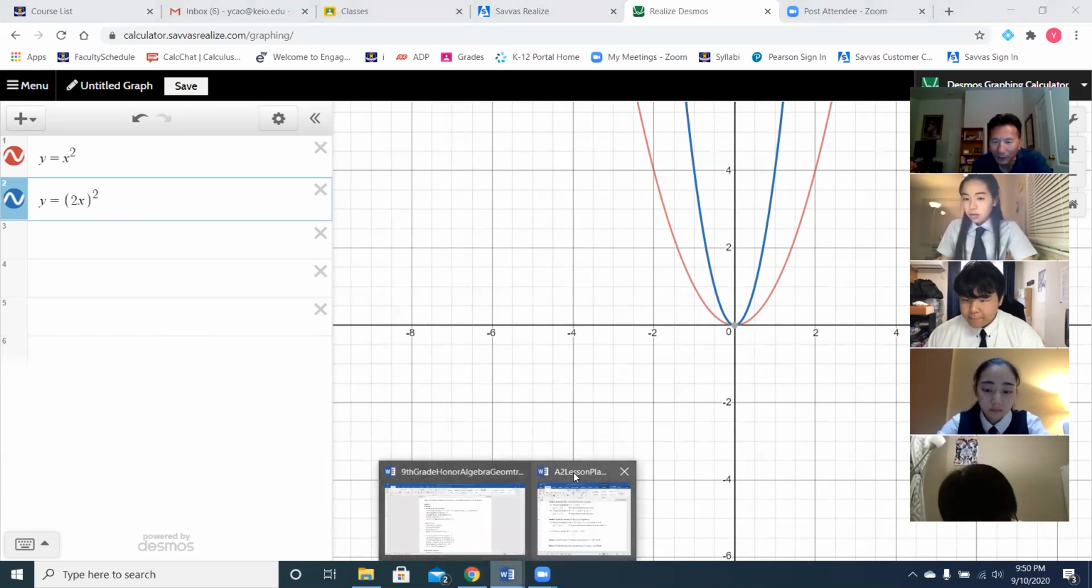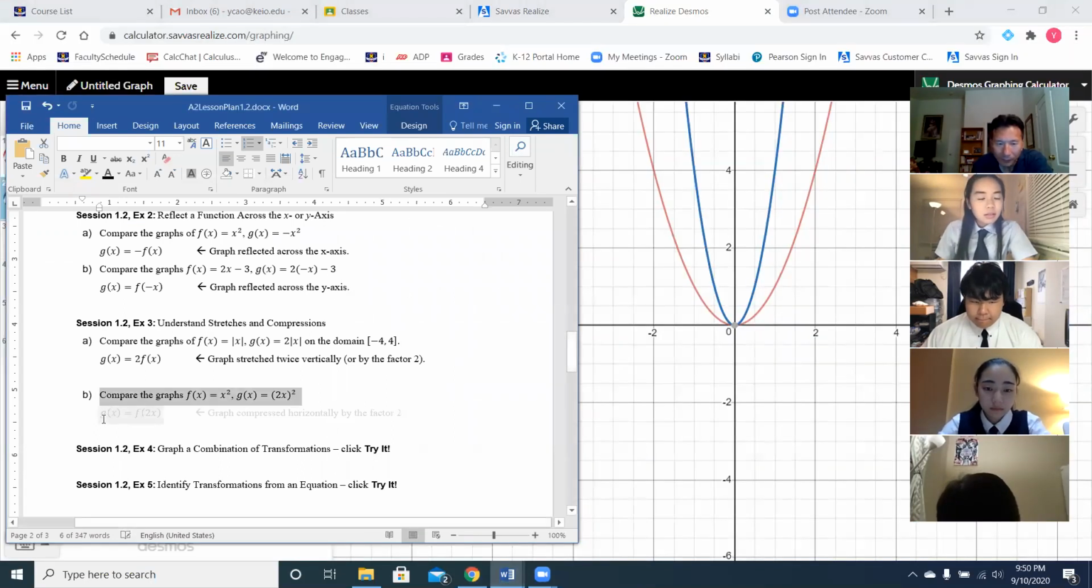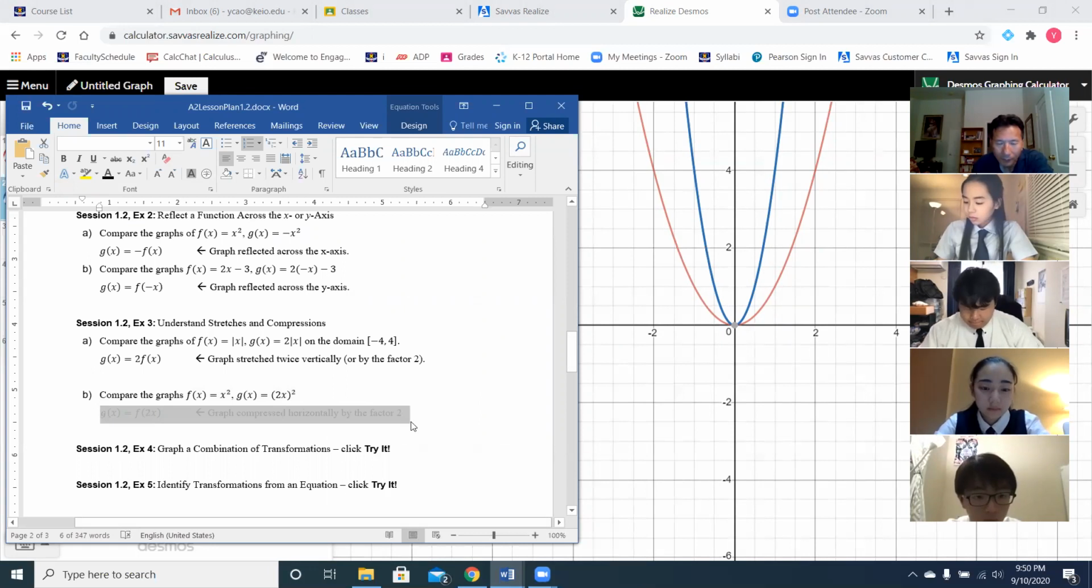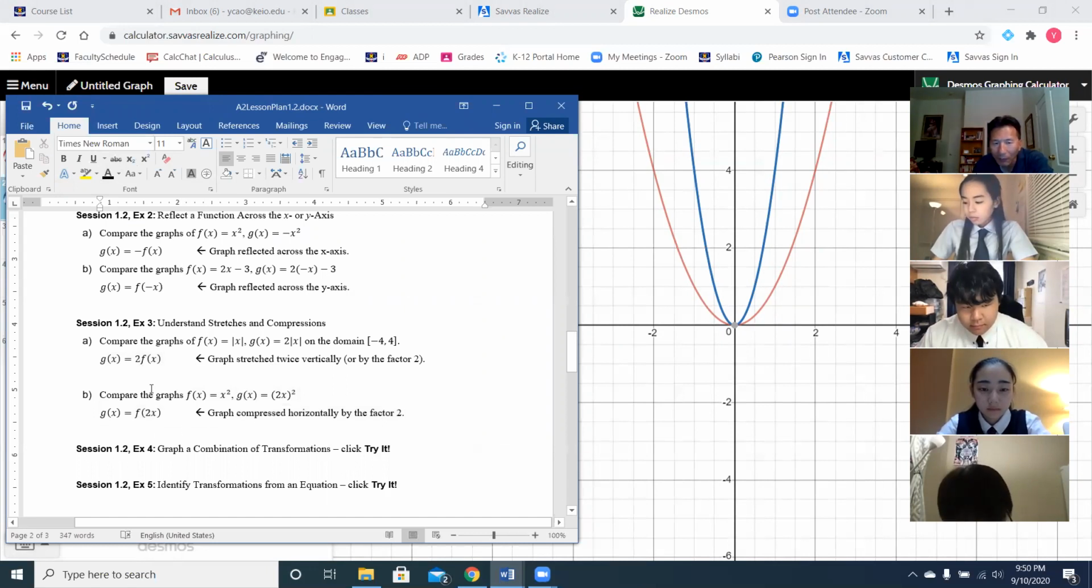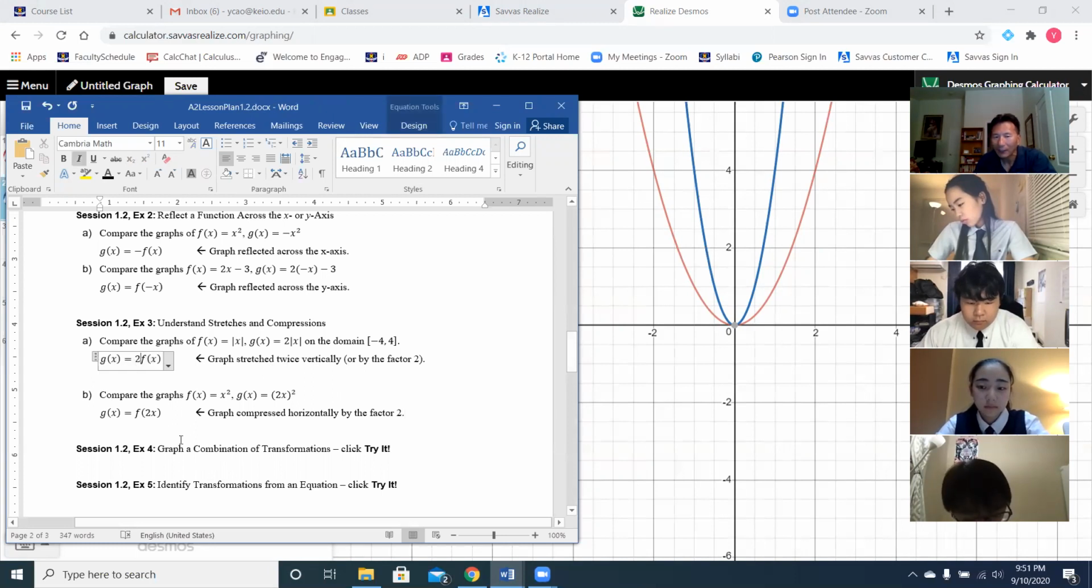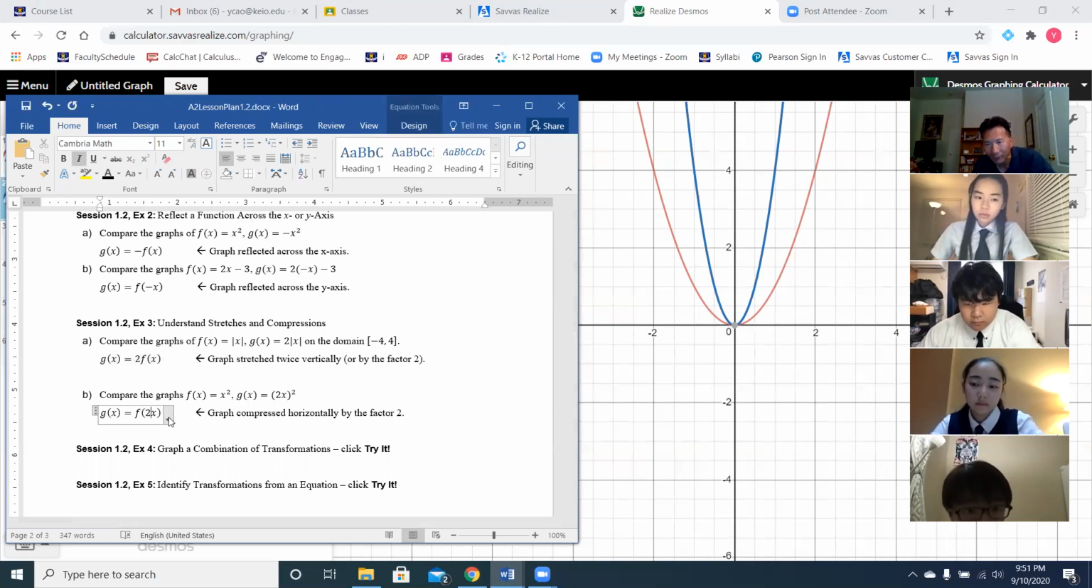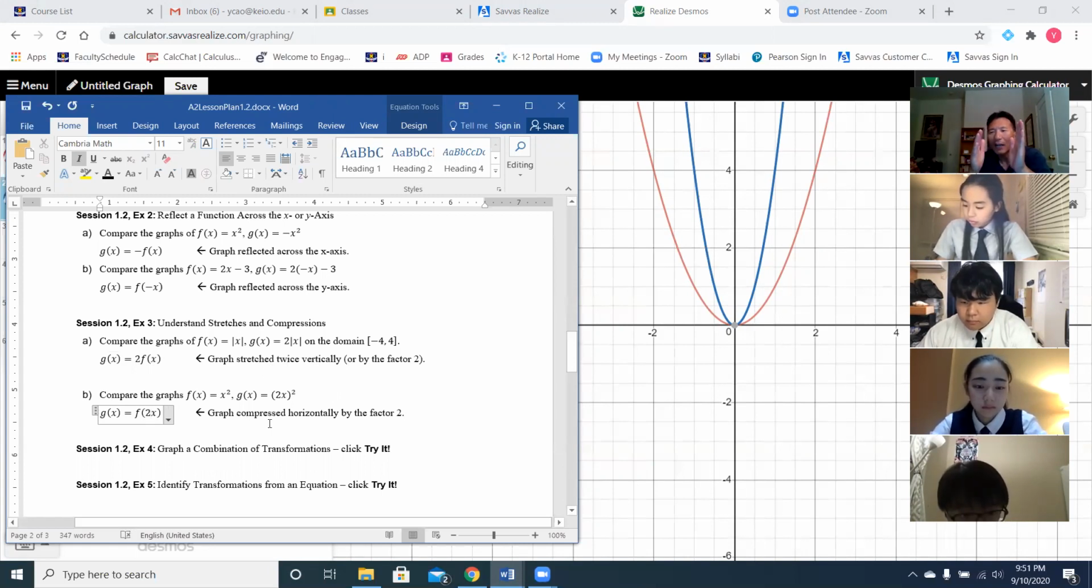So I'm going to highlight this one. Look at here, what's the difference between them? If the number is multiplied outside, you're going to stretch it vertically, become larger, become higher. If the factor is multiplied inside, it's the opposite: you push them together horizontally, become half smaller. So that's the difference between them. Any questions?